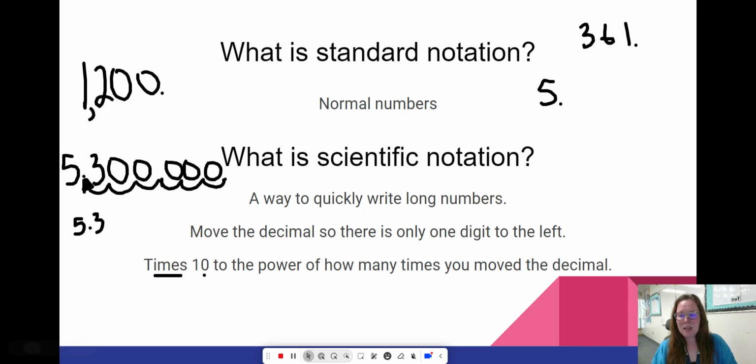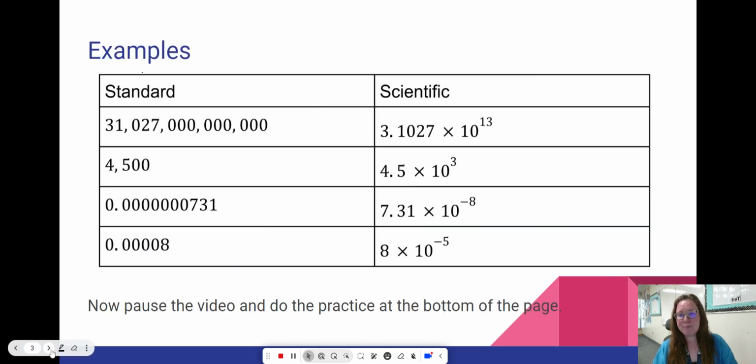Then it says times 10, to the power of how many times you moved the decimal. So I moved it 1, 2, 3, 4, 5, 6 times. So to the power of 6. So you can see how if we have like 20 zeros, it's going to be faster to write this times 10 to the power of 20 than to write out all of those zeros. So let's go ahead and look at some examples of scientific notation.